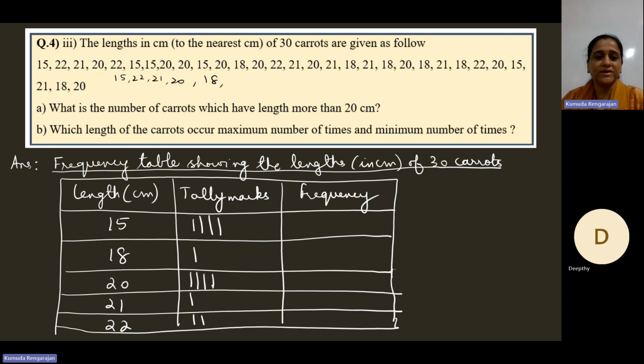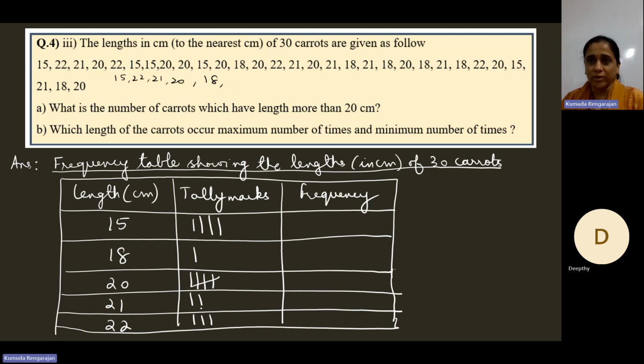Slowly, 20, 20, then 21, 20. Now we already have 4 tally marks, so you should cross the 4 like this. Now this is 5, this bundle is 5.